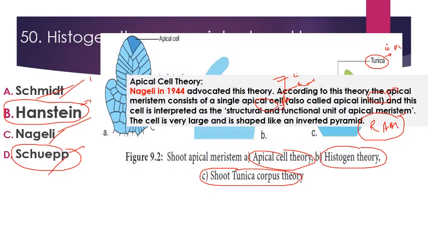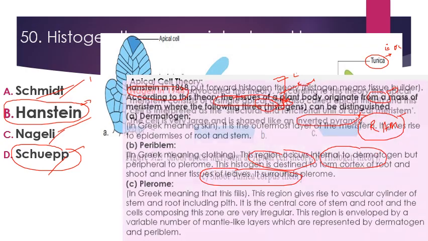Firstly, apical cell theory, this was proposed by Nageli in 1844. According to this theory, the apical meristem consists of a single apical cell, and this cell is interpreted as the structural and functional unit of apical meristem. The cell is very large and is shaped like an inverted pyramid. This is applicable for lower plants only.